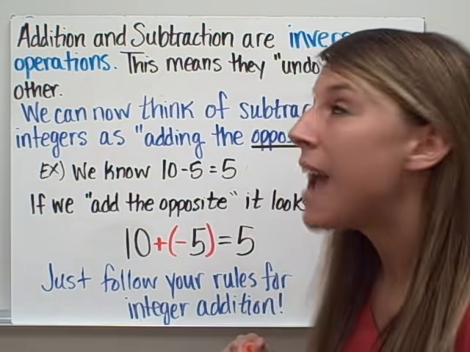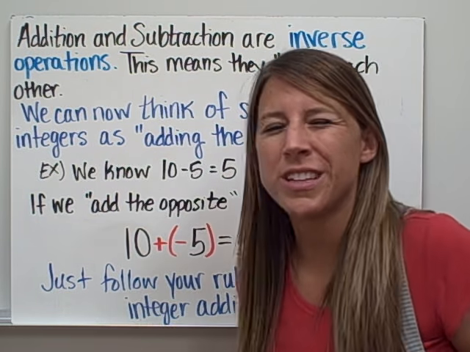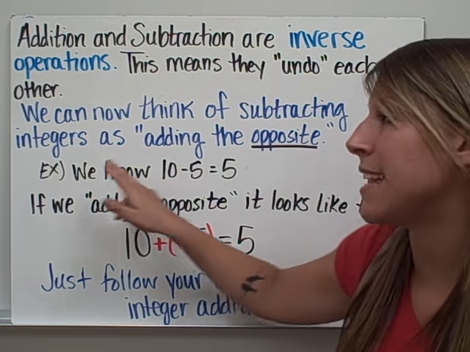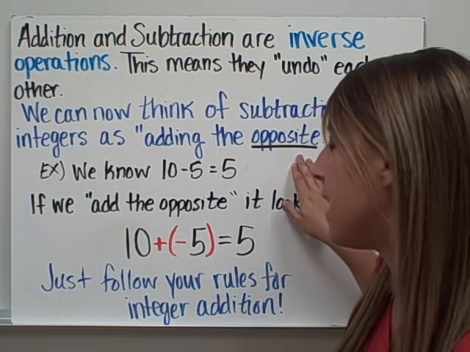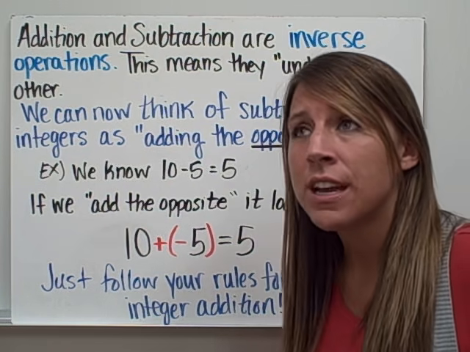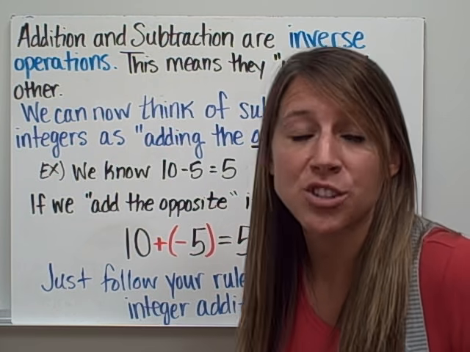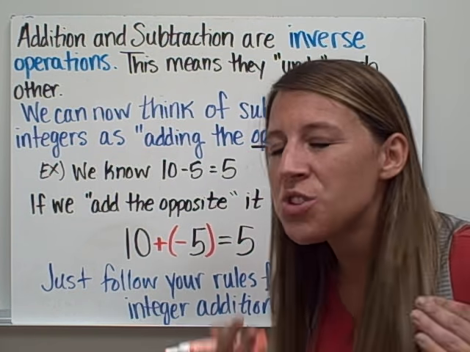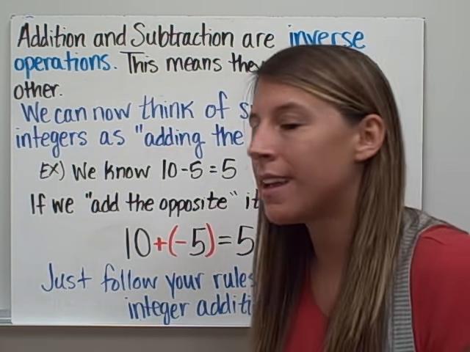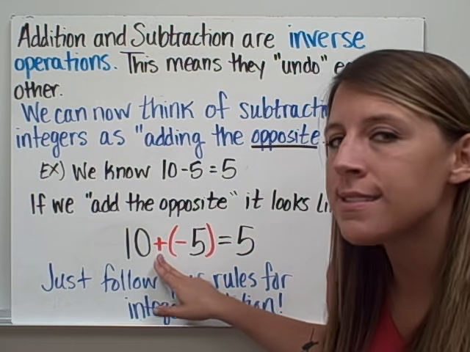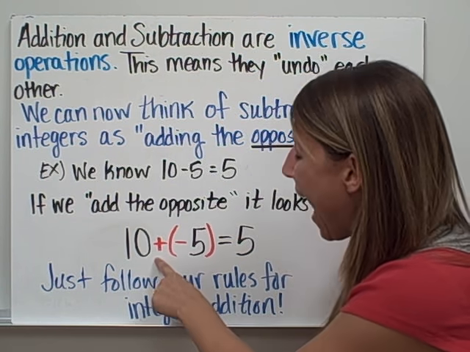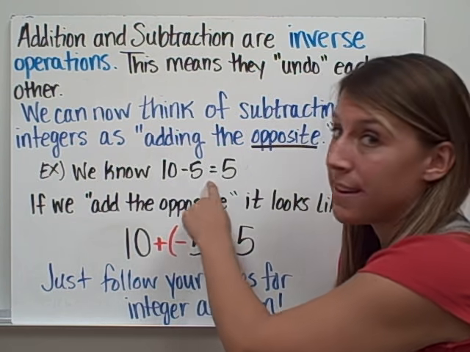Addition and subtraction are what we call inverse operations. This means that they undo each other. So now we can think of subtracting integers as adding the opposite. Have a look at this example. We already know that 10 minus 5 is 5. This is simply thinking about it in subtraction terms. But if we change our way of thinking a little bit and we say if we add the opposite, it looks something like this. 10 plus -5, because we know -5 is the opposite of 5. So now we're adding the opposite instead of saying 10 minus 5.